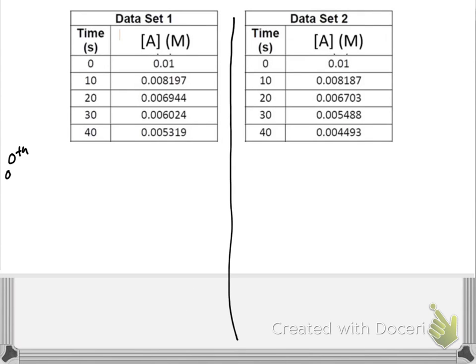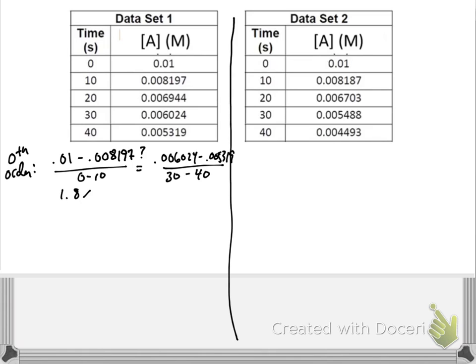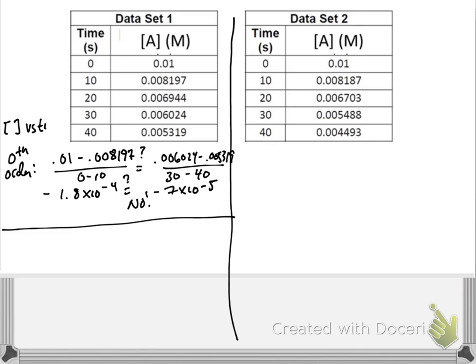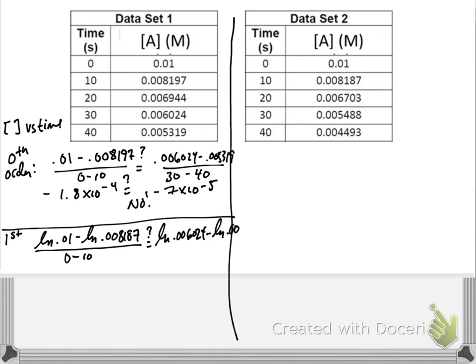Sorry, so it's not zero order. We just checked that. So I'm bringing it back. Sorry, I pushed the wrong button. Okay, not first order, not zero order. And now we go to first order. And if we go to first order, we see that it is not first order because the ln's were not the same.